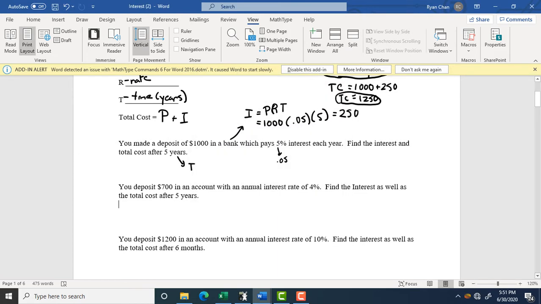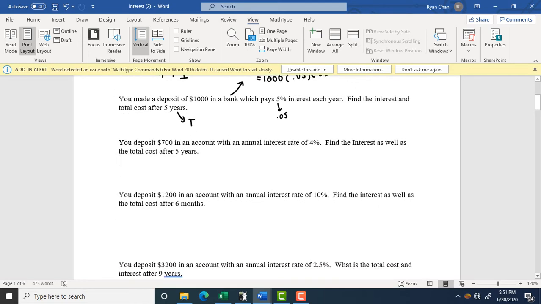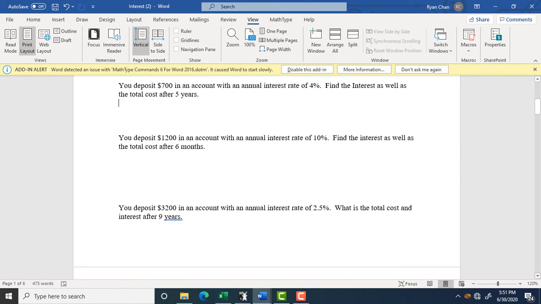So it says the following. It says you deposit $1,200 in an account with an annual interest of 10%. Find the interest as well as the total cost for 6 months. Now we'd be a little bit careful here, right? Remember, we want to talk about in terms of years. So T is not 6, it's 0.5, right? Because 6 months is half a year. My R is 0.10, and my P is 1,200.